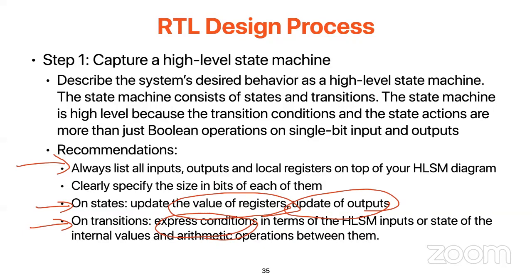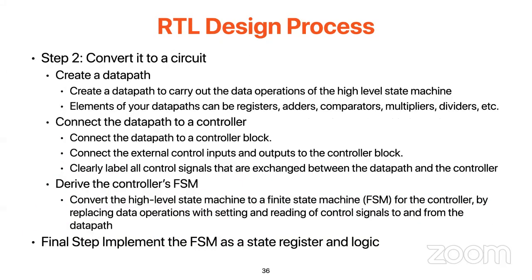If you want to do a system design of your circuit, first of all, try to draw a high-level state machine. And the steps of drawing a good high-level state machine: first, list all inputs and figure out the size of each of the inputs, outputs, and local storage. And for each state, update the value of registers, update the outputs, and express conditions in terms of high-level state machine inputs and the arithmetic operations between them. And then we need to convert it to a circuit.